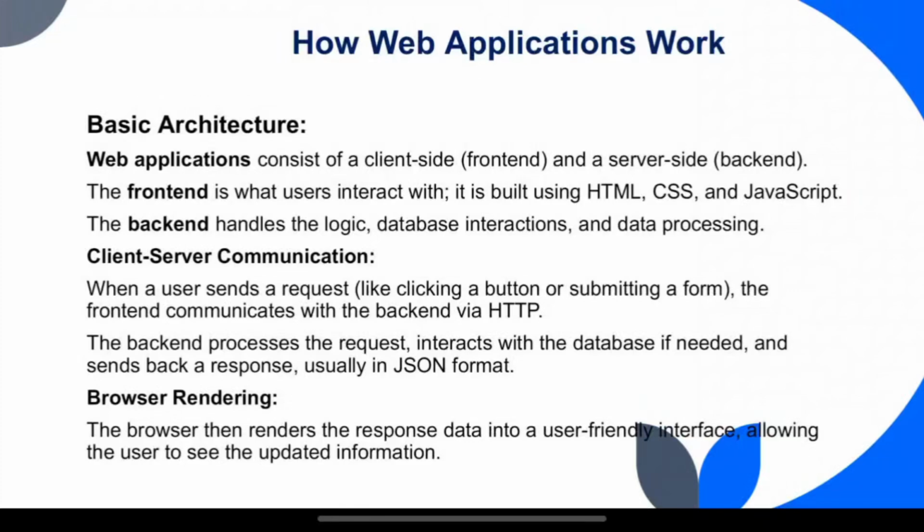Client server communication: when a user sends a request, like clicking on a button or submitting a form, the front end communicates with the backend via HTTP. The backend processes the request, interacts with the database if needed, and sends back a response, usually in JSON format. The browser then renders the response data into a user-friendly interface, allowing the user to see the updated information.